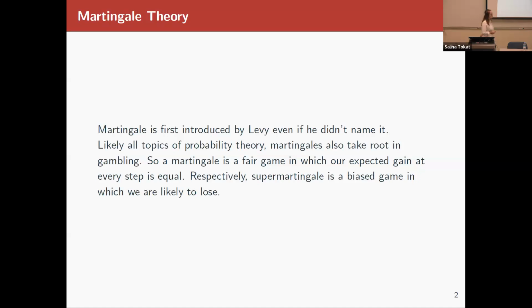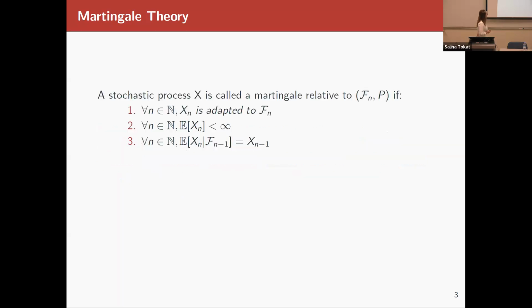Martingale was first introduced by Levy, even if he didn't name it. Like all of the topics in probability, Martingale is also used in gambling. So a Martingale is a fair game in which your expected gain at every step is equal. A supermartingale is an unfavorable game where you are very likely to lose.